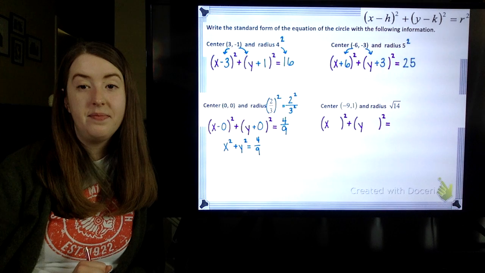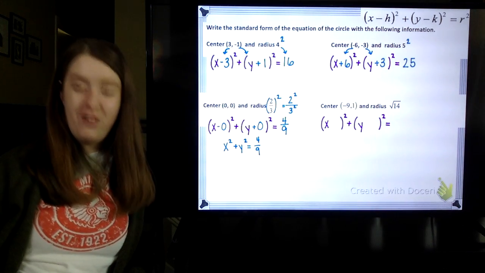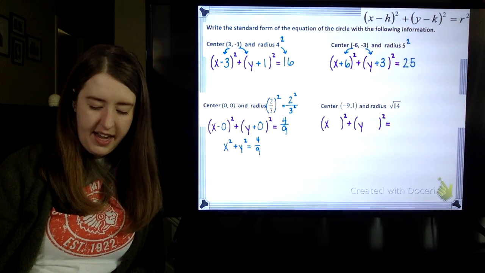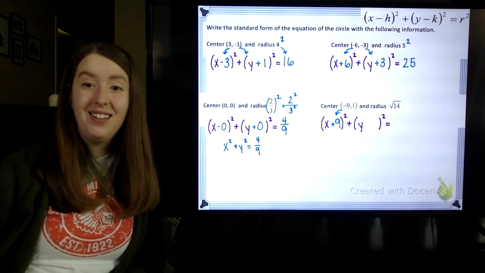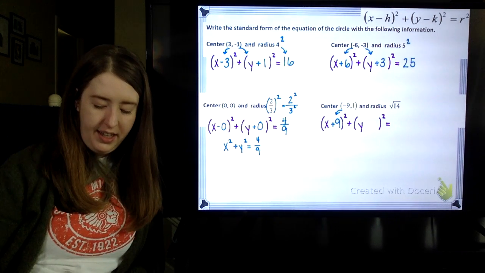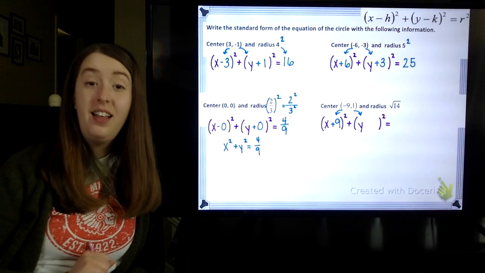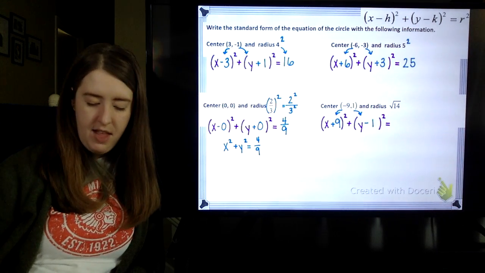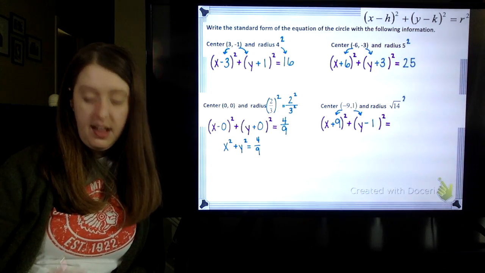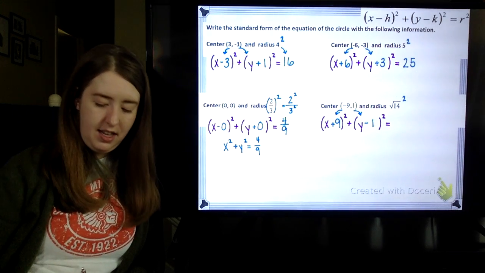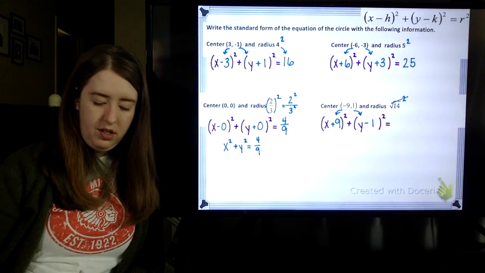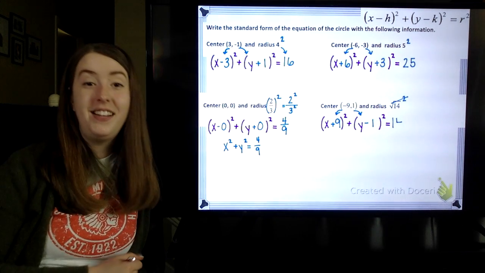Okay, now over here. For our center, -9 means I need to have a +9 in there with my x. +1 means I need to have a -1 in there with my y. And then I need to take my radius and square it. So remember, a squared and a square root cancel each other out. So we're just left with 14 right there in my equation.